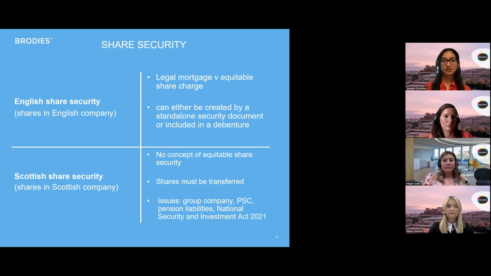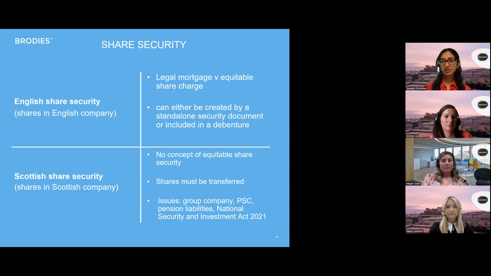Now, moving on to the Scottish position. In contrast to English law, under Scots law, security over shares in a Scottish company currently can only be created by transfer of ownership of those shares to the security holder. Scots law does not recognise equitable security. So if the shares aren't transferred, the lender has no security right at all. They only have a personal or contractual right against the grantor of the share security to have the shares transferred to them.